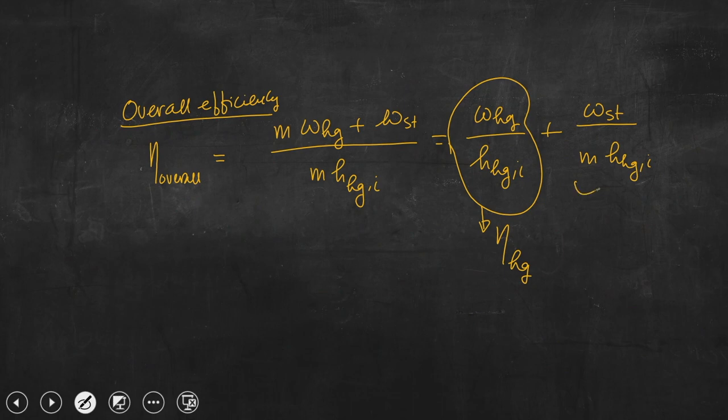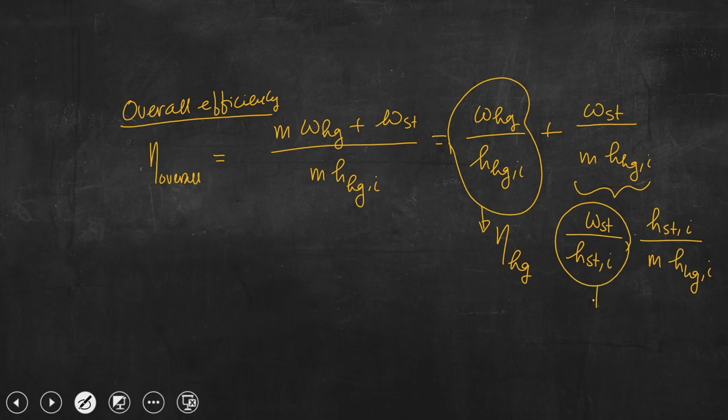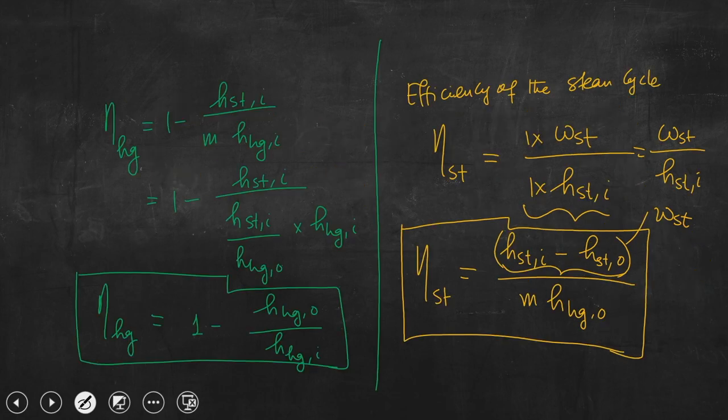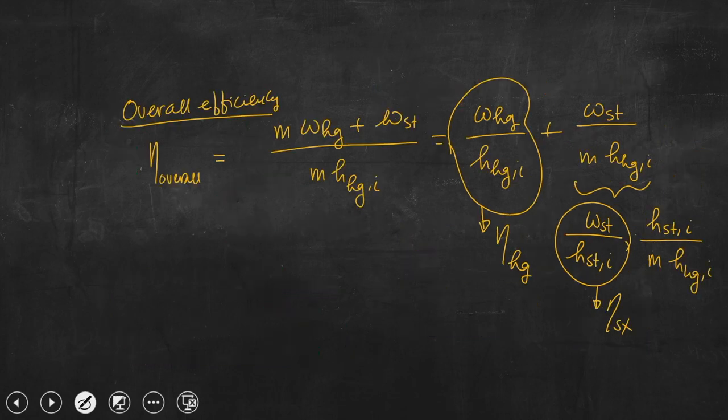What about this term? We can try to write it. This is WST divided by HSTI. Okay. So we can write it as WST divided by HSTI, into HSTI divided by m HHGI. Why are we doing so? You know that this is the work output for the input of energy to the steam cycle. So this is the efficiency of the steam cycle. That is what we had written. Let us go back to that. So this is WST by HSTI. So to give this expression in the form of steam cycle efficiency and mercury cycle efficiency, we are doing this. What about this m?